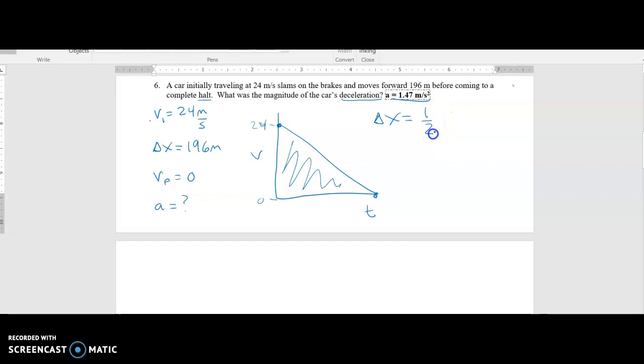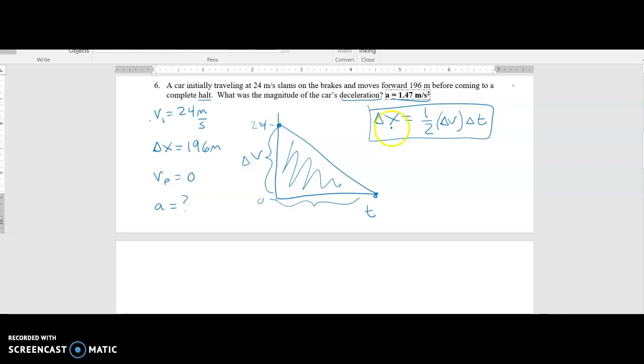So that means it's 1/2 base times height, or height times base. So I'm going to go 1/2 our height, which is our change in velocity, so I'm just going to call that delta V. And then we're going to multiply that by the base, which is the change in time. Beauty. We've got an equation we may be able to use. Now we're trying to find acceleration. This isn't going to give us that.